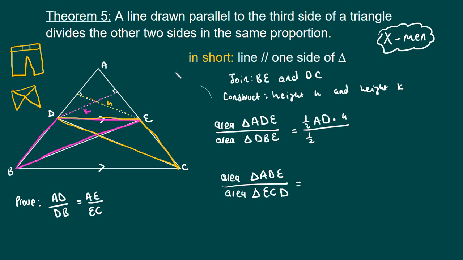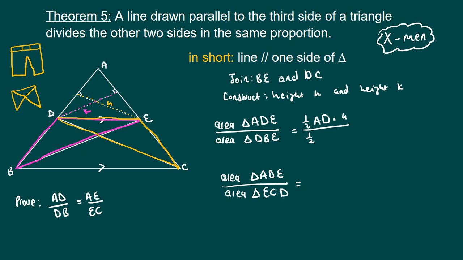Let me remind you what we did to get this far. We said we're going to join BE and DC. This is D here. Then after that we construct height H and height K. Why? Because we need heights to be able to calculate the area. So for triangle ADE, the area is going to be half AD, because there's AD on top, times the height H that we constructed. But now we needed to get the area of triangle DBE.